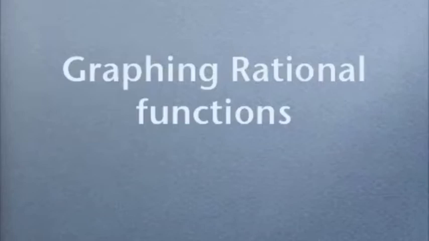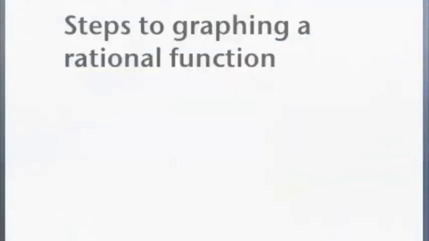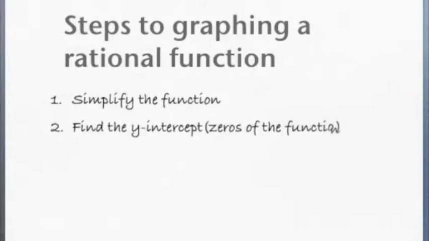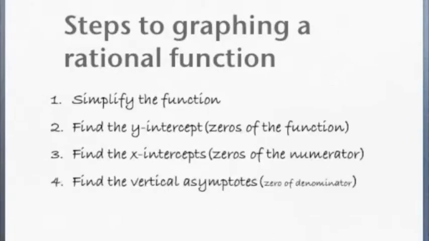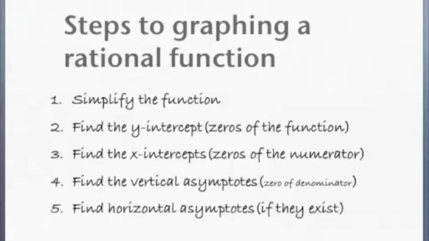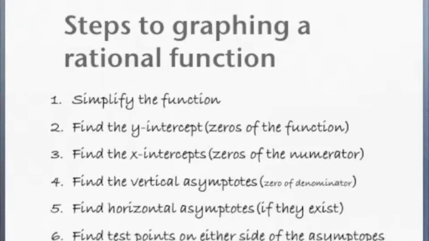Graphing rational functions. Steps to graphing a rational function. 1. Simplify the function. 2. Find the y-intercept, the zeros of the function. 3. Find the x-intercepts, the zeros of the numerator. 4. Find the vertical asymptotes, the zeros of the denominator. 5. Find horizontal asymptotes if they exist. And 6. Find the test points on either side of the asymptotes.